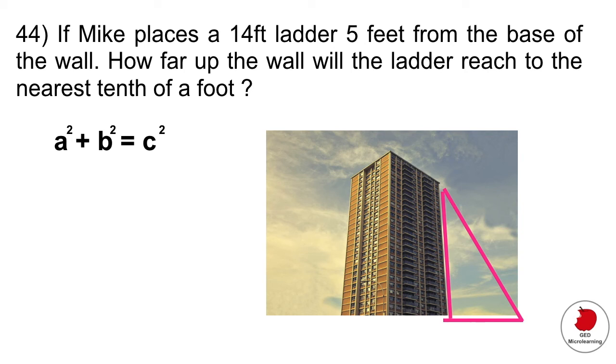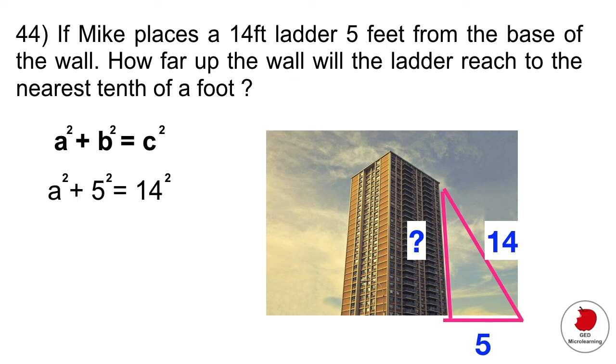So essentially, what they're telling us is that we have a ladder against the wall of a building. We know that the ladder is 14 foot long, and we know that it's 5 feet from the base of the building to the ladder. And what they want us to know is how far up the wall the ladder will reach. So all you have to do is, using this formula, just plug in your numbers like that.